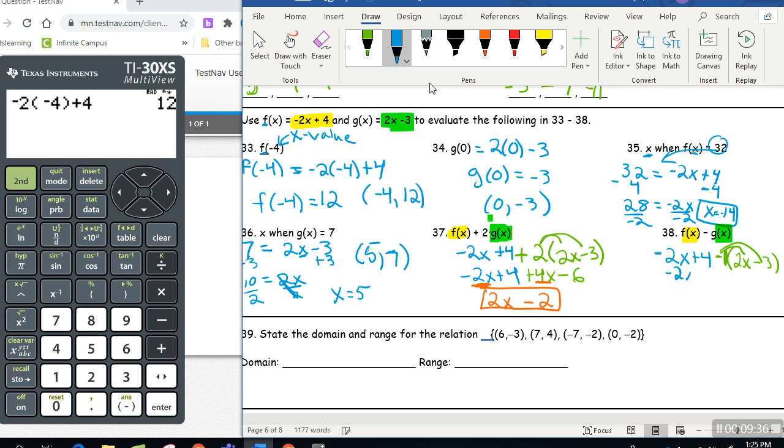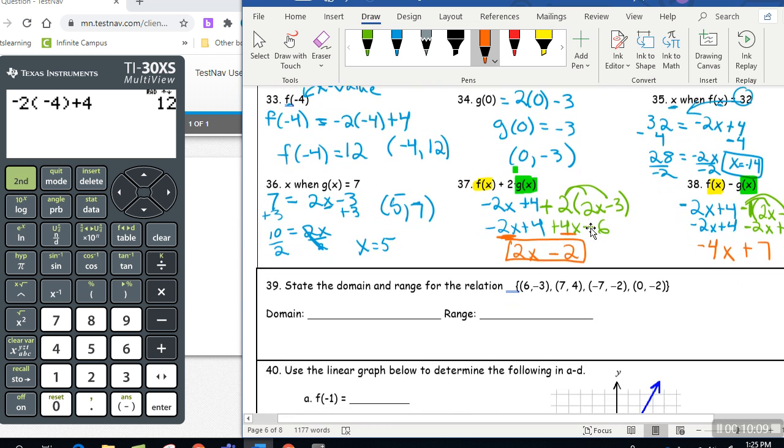So you should end up with -2x plus 4. That doesn't change, but we get -2x plus 3, because the negative times a positive is a negative. Negative times a negative, oops, should be a positive 3. But from there, we're still combining like terms. So -2x minus 2x, -4x. 4 plus 3 is 7. And that would be your answer.